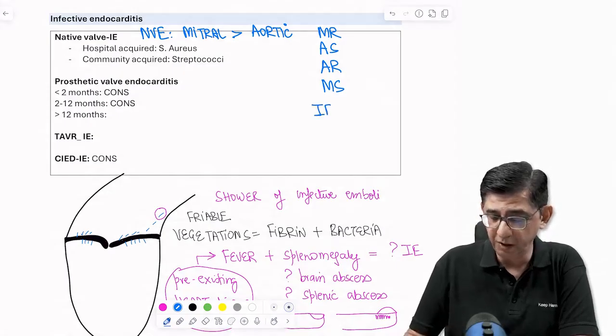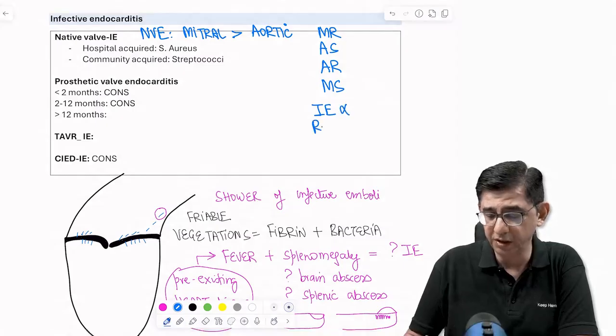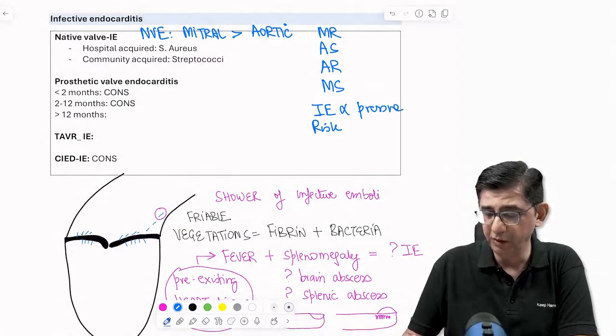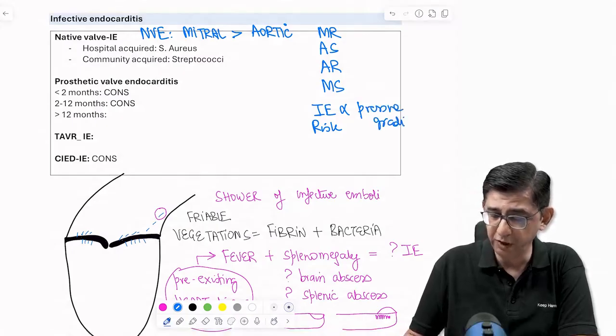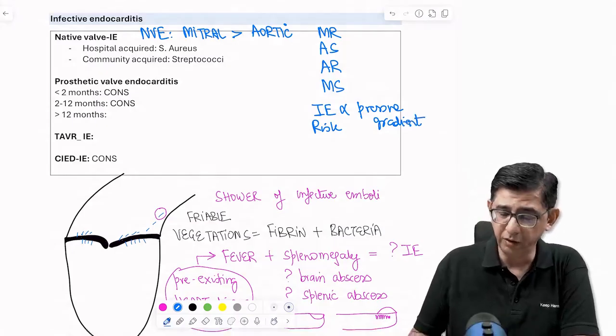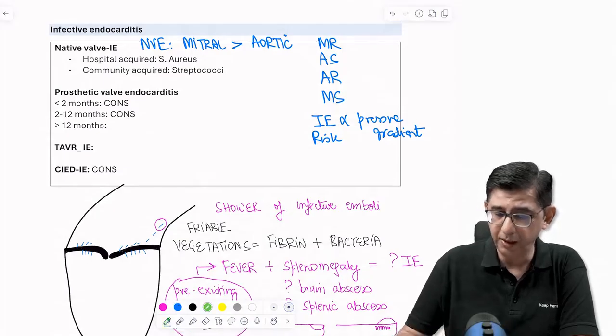I repeat my statement: infective endocarditis risk is directly related to the pressure gradient in the heart. So we will have to go into a bit of mathematics and look at which of these valvular lesions operates at the highest pressure gradient. One, I can say mitral stenosis is related to diastole, because MS is related to diastole.